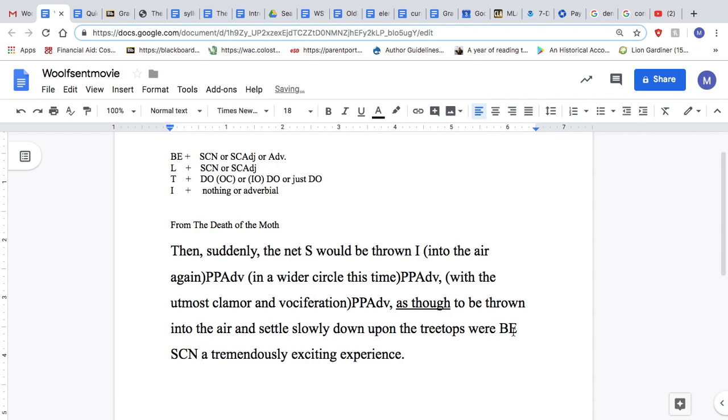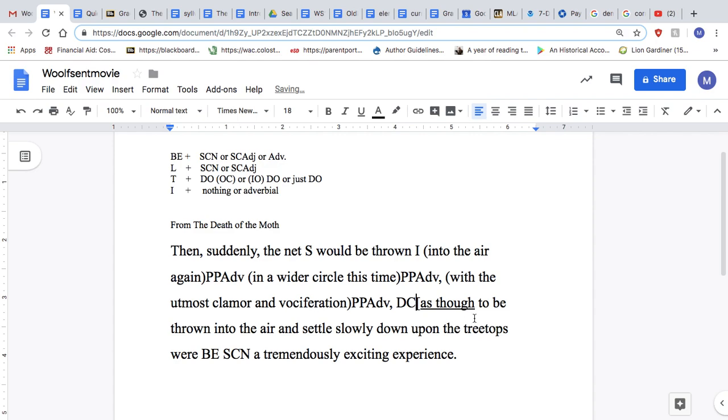So let's mark that. But what's the subject? This is where this sentence gets pretty interesting. So let's mark that this is a subordinator DC, but let me show you what the subject is here. We have the to plus thrown, which is an infinitive phrase, because remember, you can't have a verb acting as an action word if it's with the to infinitive form. So to be is our verbal phrase. To be thrown into the air and settle slowly down upon the treetops is the one whole huge long verbal phrase acting as a noun, and it's acting as the subject of the DC, the verb being were.